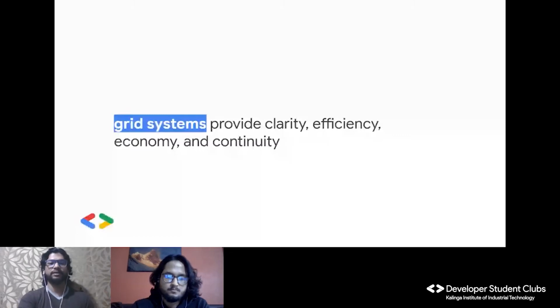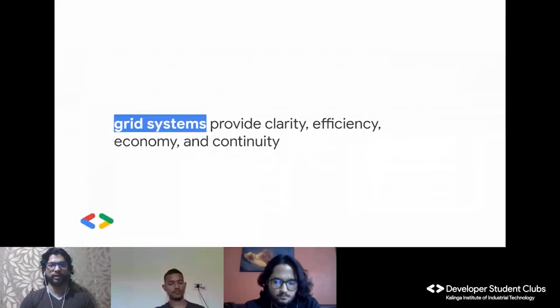And continuity is that it gives a flow to your reading. If you were to read an essay with no spaces, that would be really bad. You wouldn't want to read it. But suppose there was an essay with proper paragraphs and everything, it would provide a flow to it. So it wouldn't be that bad to read an essay. It would be pretty nice. So that's where the grid system comes into play.